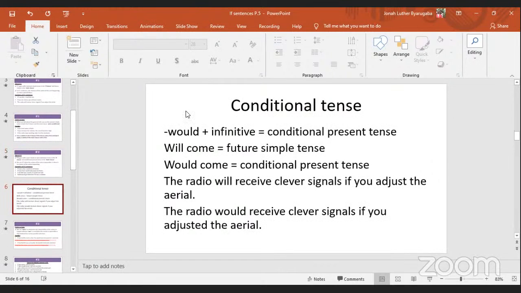Now, the conditional present tense, or the conditional tense, is comprised of the word would. The conditional tense is made up of the word would plus the infinitive. The infinitive is a verb in its base form, like come, like go. Those are infinitives in their base form before changing them. So when you combine would with the verb in its base form, the infinitive, you get what we call the conditional present tense. For example, would come.